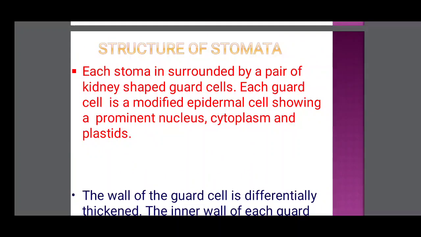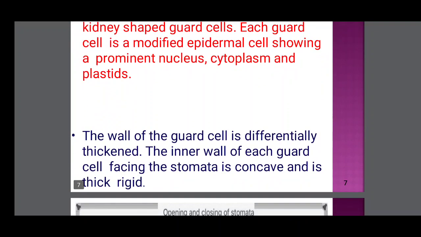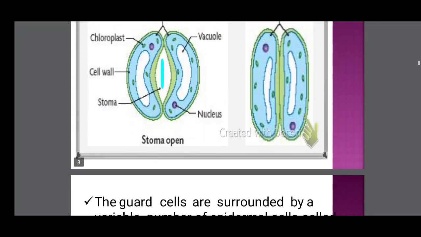Structure of stomata. Each stomata is surrounded by a pair of kidney-shaped guard cells. Each guard cell is a modified epidermal cell showing a prominent nucleus, cytoplasm and plastids. In dicots, the guard cells are kidney-shaped. In monocots, the guard cells are dumbbell-shaped. The wall of guard cells is differentially thickened. The inner wall of each guard cell facing the stomata is concave and is thick.